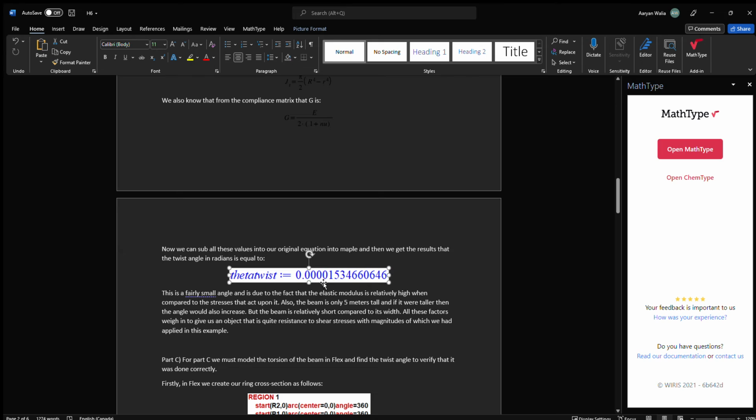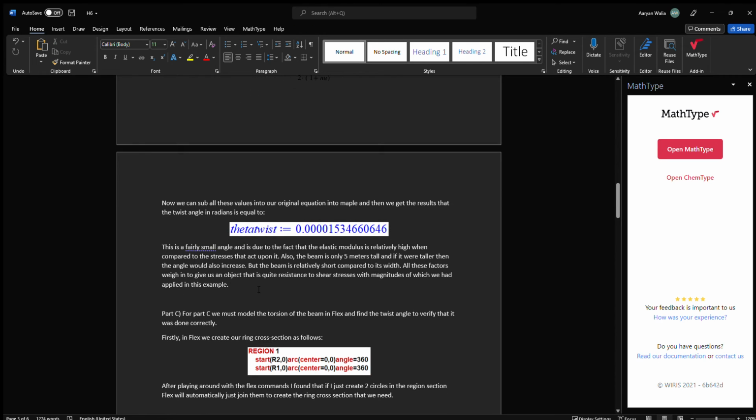The result that we get is 1.5 times 10 to the power of -5. This is a fairly small angle, but it's expected since we have a high elastic modulus relative to the stresses applied on it. Also the beam is only 5 meters tall, and relative to its width, that's pretty short, so it shouldn't really be moving too much. If the beam was a lot taller, then of course we would have a higher twist angle, but we don't. That's what's giving us our small twist angle.